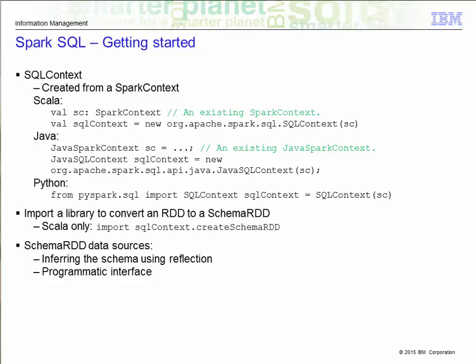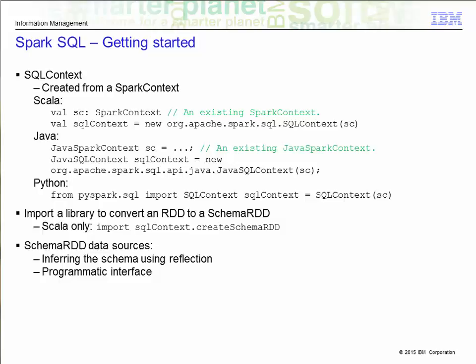The SQL context is created from the Spark context. You can see here that in Scala, the SQL context is created from the Spark context. In Java, you create the Java SQL context from the Java Spark context. In Python, you also do the same. There is a new RDD called the Schema RDD that you use with Spark SQL. In Scala only, you have to import a library to convert an existing RDD to a Schema RDD. For the others, you do not need to import a library to work with the Schema RDD.